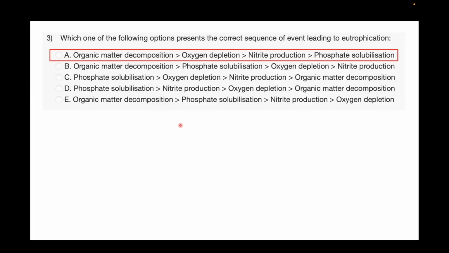Correct answer is option A. Organic matter decomposition, oxygen depletion, nitrite production, phosphate solubilization. This is the correct answer. Sorry Tuhin, but option A is the correct answer. Now let us understand what eutrophication is and what are the events that lead to eutrophication.